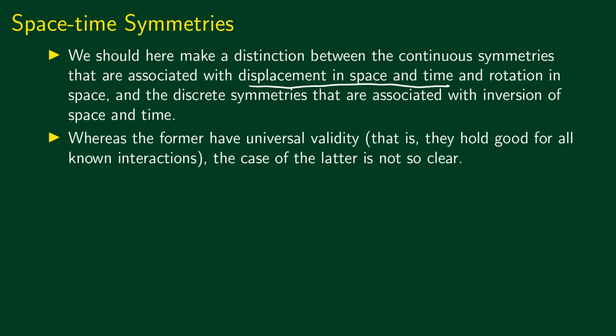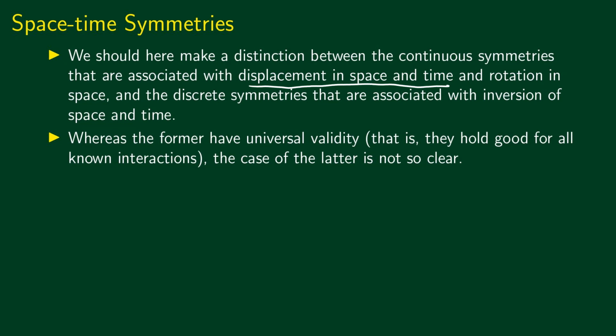And corresponding to any value of this angle, you have a possible rotation. And the discrete symmetries are those associated with inversion of space and time. These are clearly discrete. For example, think of a reflection. You cannot get a reflected image in general, by continuously transforming from the unreflected image. Now, the continuous symmetries that we talked about have universal validity, that is, they hold good for all known interactions. You know about the four fundamental interactions. There's the gravitational interaction, the electromagnetic interaction, the weak nuclear and strong nuclear interactions.